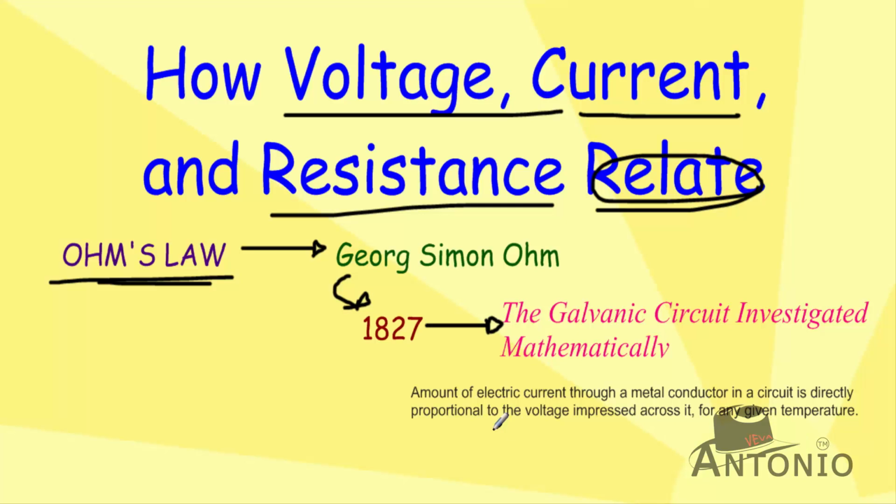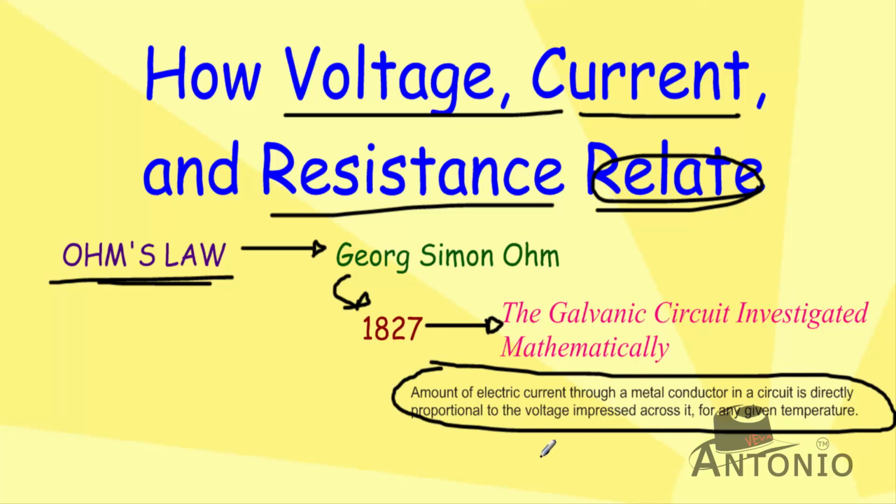Ohm's principal discovery was that the amount of electric current through a metal conductor in a circuit is directly proportional to the voltage impressed across it for any given temperature. Ohm expressed his discovery in the form of a simple equation describing how voltage, current, and resistance interrelate.